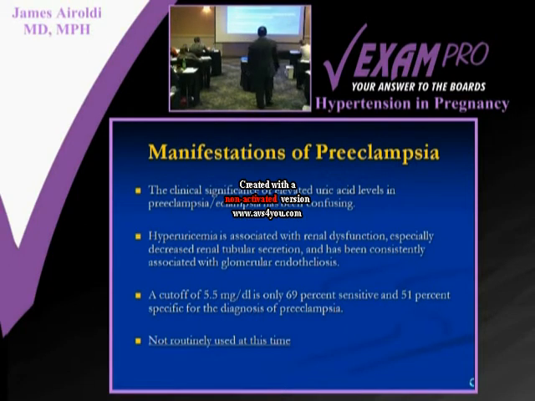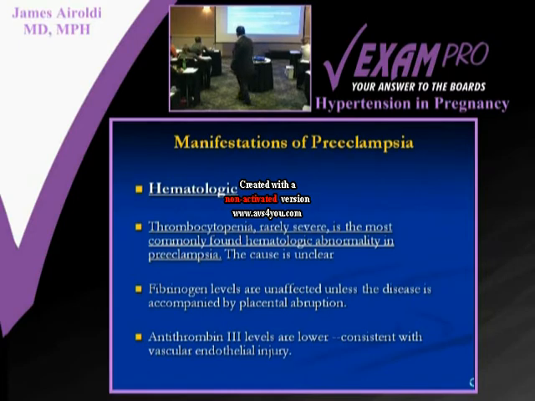Anybody use uric acid? We try to stay away from uric acid. It shouldn't be used. ACOG doesn't recommend using uric acid. It can be a marker for renal dysfunction. Again, it just may clue you into that, but hyperuricemia is associated with renal dysfunction. A cutoff of 5.5 is only 69% sensitive and only 51% specific. And to me, I don't use it at this time.